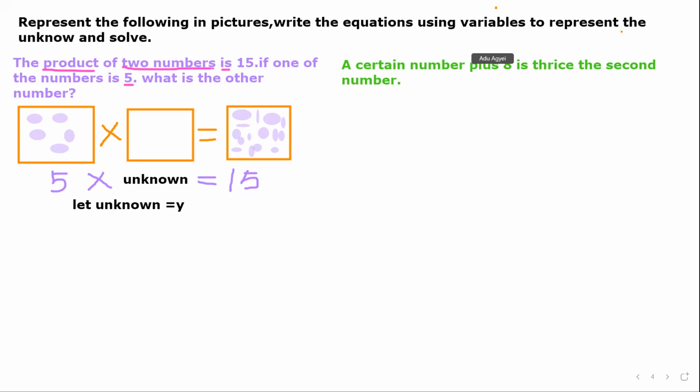Good. Now let's write the equation. So you should write down the equation. So the equation here will be 5 times the coefficient of y, which is 1y, equal to 15. Okay, good. Now 5 times 1y will be 5y. Okay, 5y equal to 15.